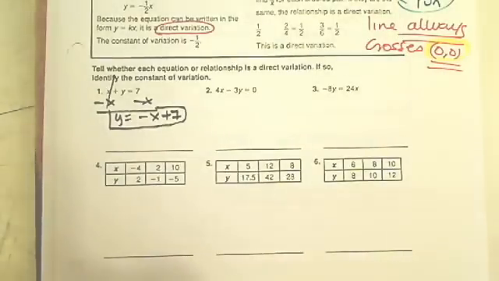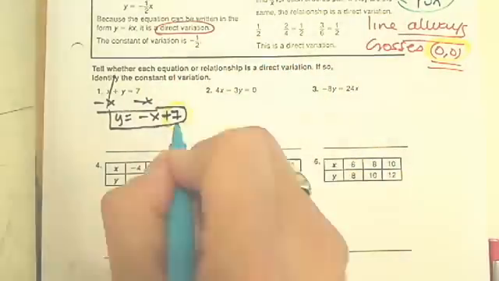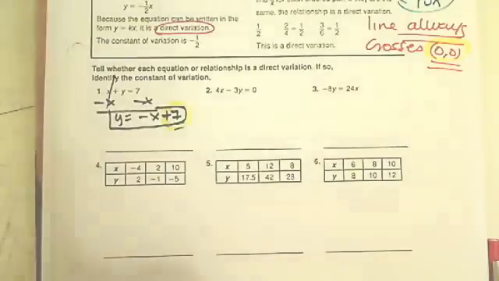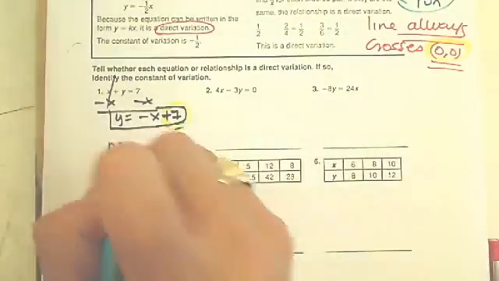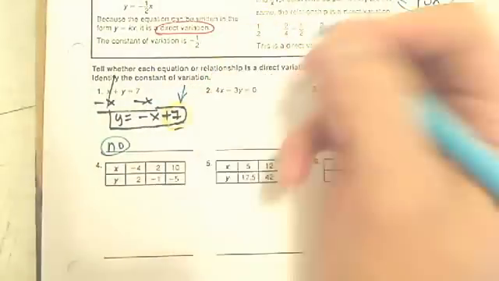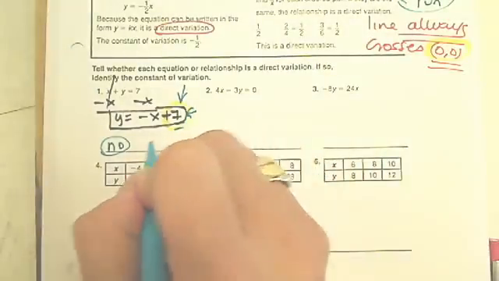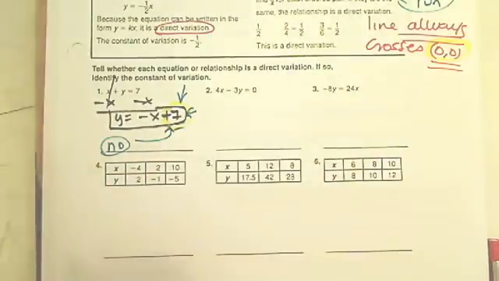Now, how do you know if it's a direct variation? Okay, but here, by looking at it, because there's a number at the end, see this number? That actually crosses at 0, 7. Guess what? This is not a direct variation. So if there's a number right here at the end, then it's not a direct variation.